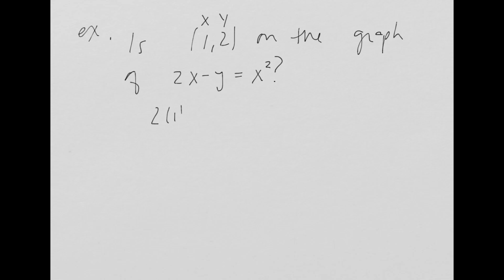So is it true that 2 times 1 minus 2 is equal to 1 squared? So everywhere I saw an x, I put a 1. Everywhere I saw a y, I put a 2. Let's see. 2 times 1 is 2, minus 2 is 0. Is that equal to 1? Because 1 squared is 1. The answer there is no. So, no, that point's not going to be on the graph. When you put it into the equation, it wasn't true, so it's not going to be on the graph.